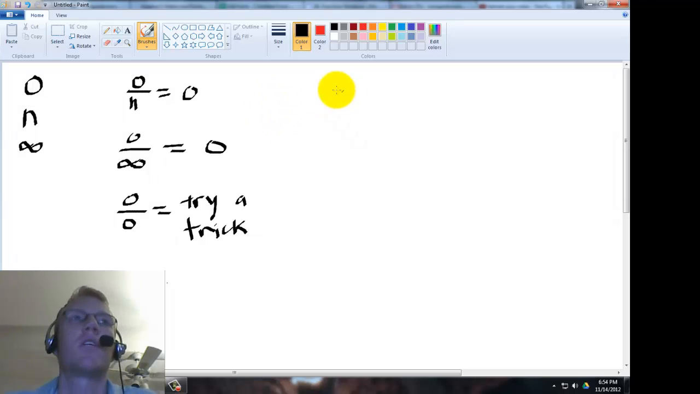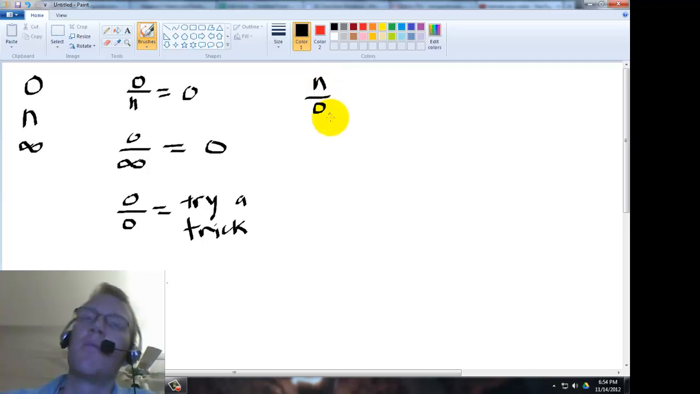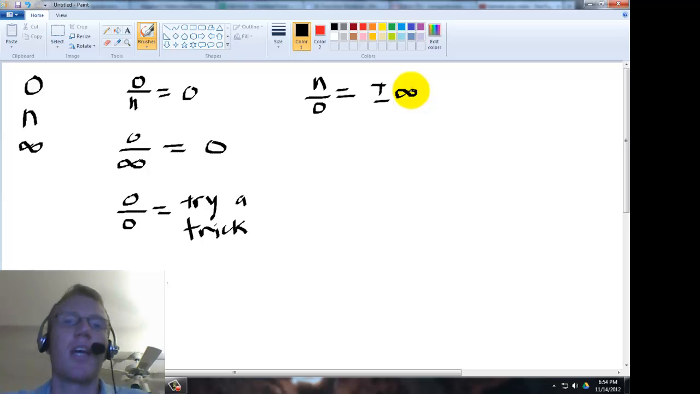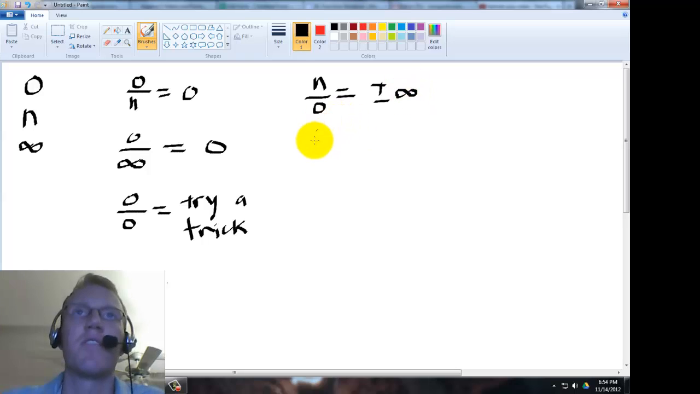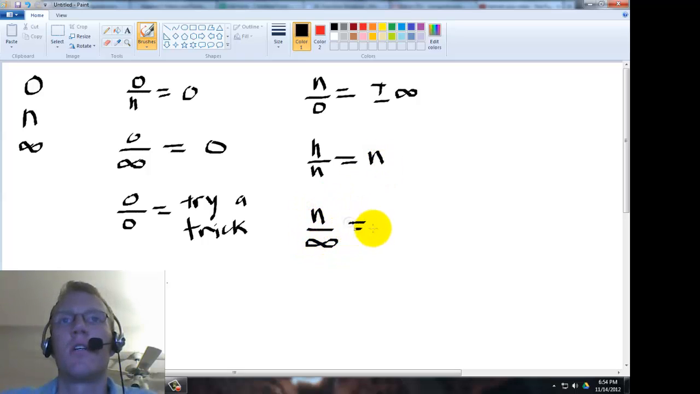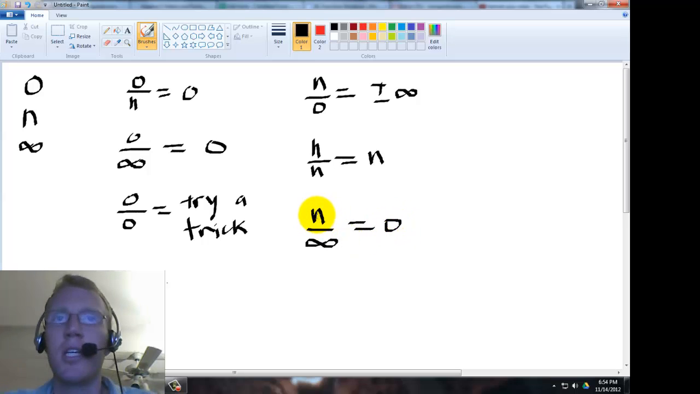Okay, next possibility. A number divided by 0. Well, if you have a number divided by 0, that's probably going to be plus or minus infinity. When you take the limit, and this is very crude, but in general the problem will end up equaling plus or minus infinity. If you have a number over a number, you're going to get a number. And if you have a number over infinity, you're going to get 0. So it doesn't matter how big the number is, even if it's 100 billion billion billion, if you divide it by infinity, it's going to equal 0.